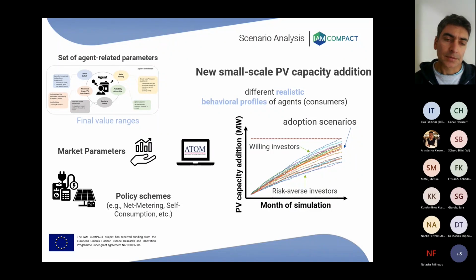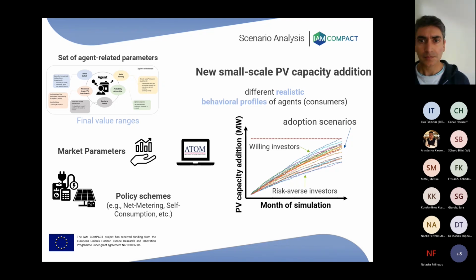see different adoption scenarios. For example, here in the indicative case of solar PV, we can see different future evolutions of how capacity addition of small-scale PV could evolve, for example, in Greece or other national scales. And of course, you see that we can play around with different behaviors, like, for example, willing-to-invest consumers or risk-averse consumers, and we eventually also quantify the uncertainty in investing.